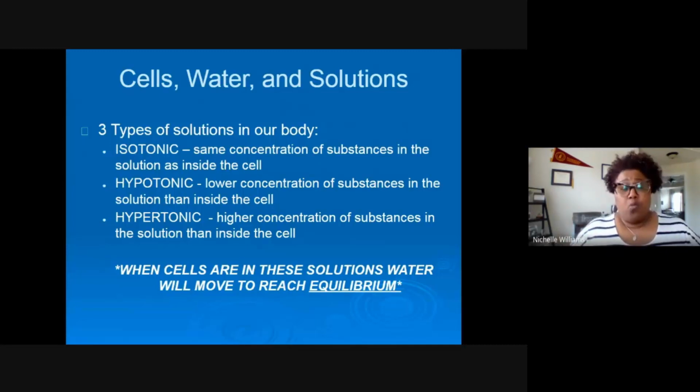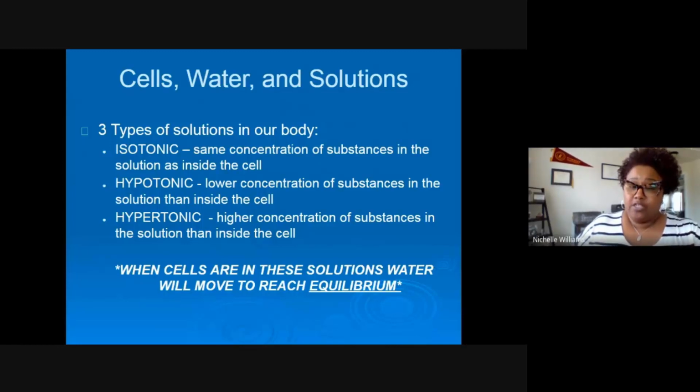Now, we're primarily water. 70 to 90% of our body is water. The majority of our cells is made up of water, but there are also other substances in that water. And so in our bodies, our cells are constantly inside of these various solutions made of these substances. And so there are three types of solutions. They can either be isotonic, hypotonic, or hypertonic.